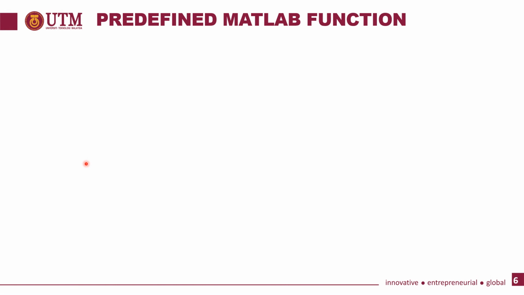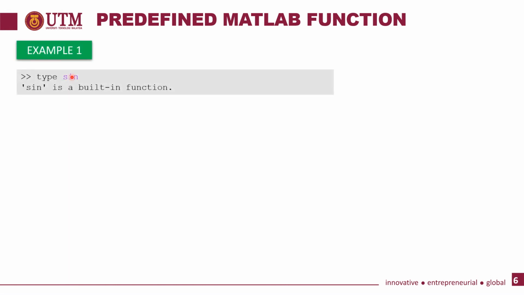Right. So let's take a look at the first example. This is the first example of a predefined MATLAB function, where MATLAB has created this function. What you will do is you just need to use it, alright? So in MATLAB, you can type sine, and then it will show that sine is a built-in function. It means that the built-in function is predefined by MATLAB, but you cannot access or see the codes behind this function. Alright, so that is a predefined MATLAB function, which is built-in.